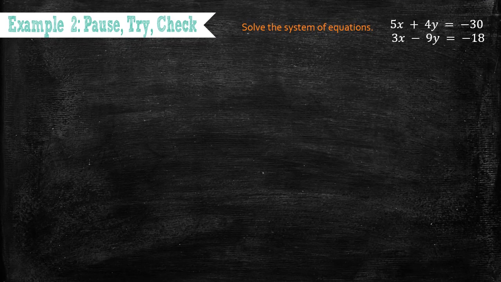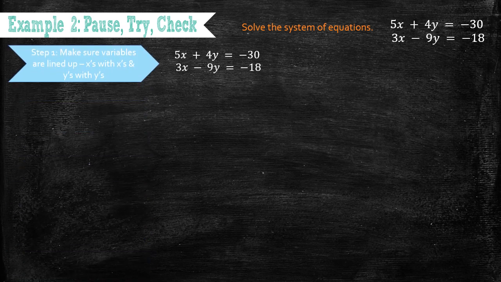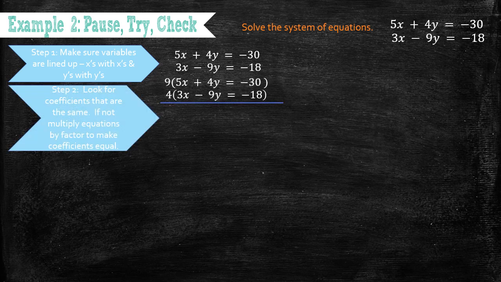All right, so in our next example, if you would like to try this one on your own, you can go ahead and pause right now, give it a try, and then come back and check your answer. So again, we want to make sure in step 1 that our x's and our y's are lined up. They are in the problems that were given to us. The x's and y's are already lined up.